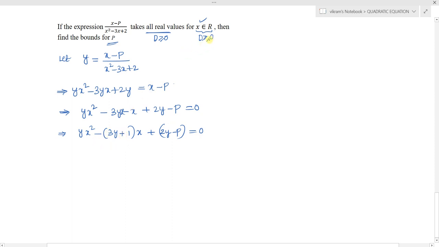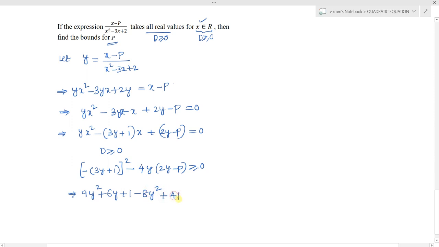So x is real, as has been given. That means we need to check that the discriminant is greater than or equal to 0. So the discriminant, (−(3y + 1))² − 4ac, where ac is 2y − p, is greater than or equal to 0. If we simplify this, we obtain 9y² + 6y + 1 − 8y² + 4py ≥ 0.